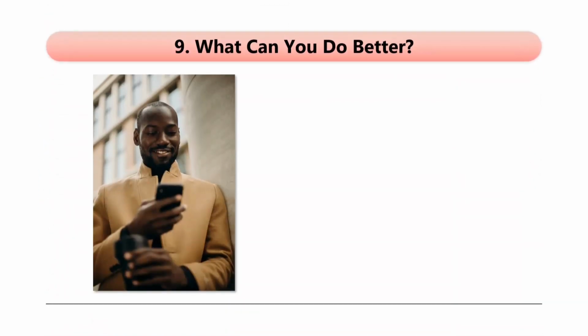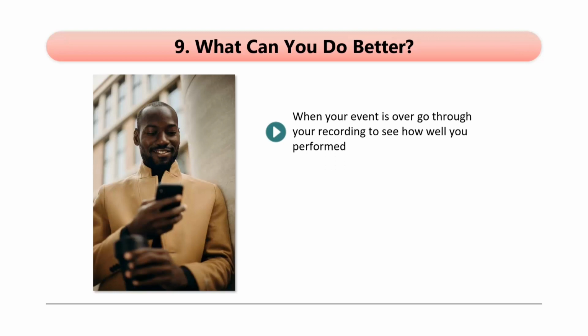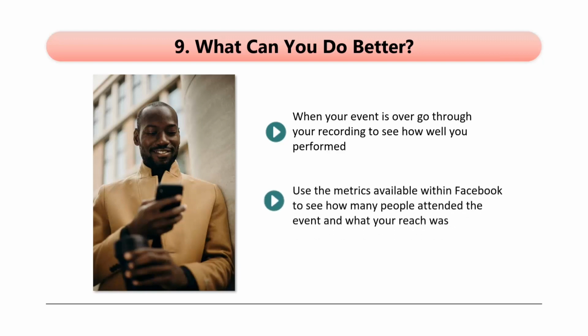9. What can you do better? When your event is over, go through the recording to see how well you performed. Did you come across in a friendly way? What mistakes did you make? Did anything go wrong? You can always do things better the next time around. Use metrics available within Facebook to see how many people attended the event and what your reach was.